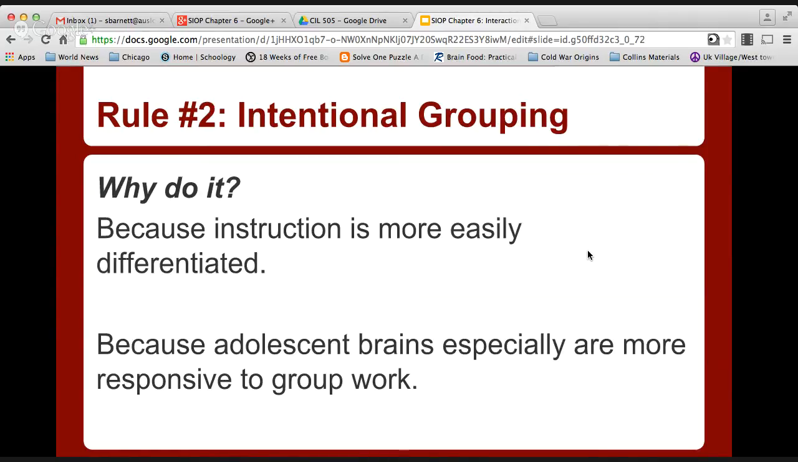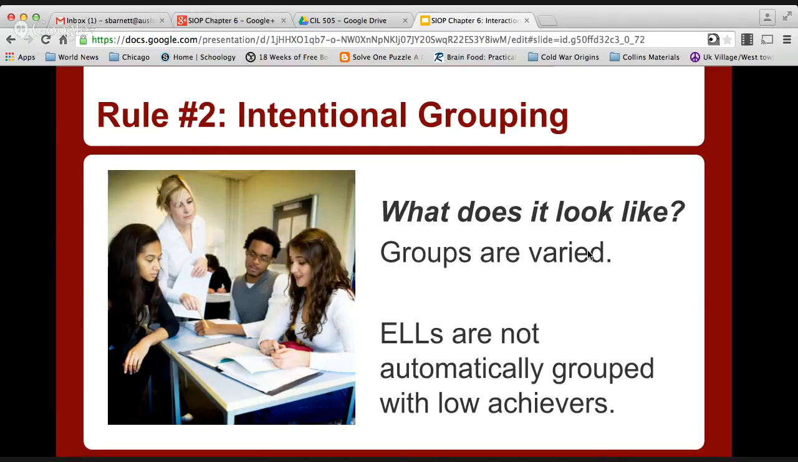Second rule is intentional grouping. We've all heard a lot about this one, so I won't spend a ton of time on it. Basically, you do it because it makes instruction a lot easier to differentiate, and because especially our students, the adolescents that we're going to be working with, are much more responsive to group work than individual work or being talked at by a teacher. Make sure your groups are varied.